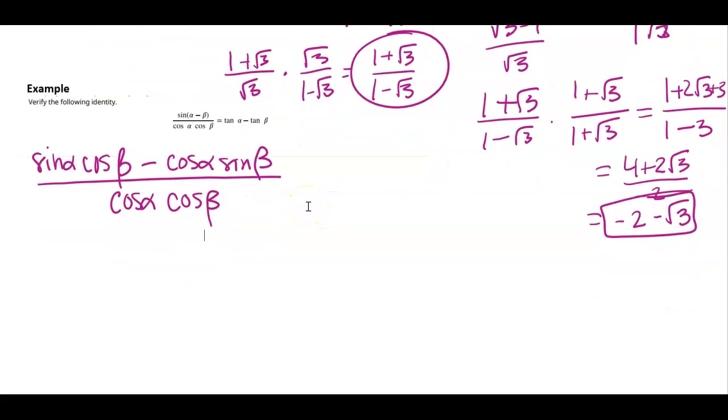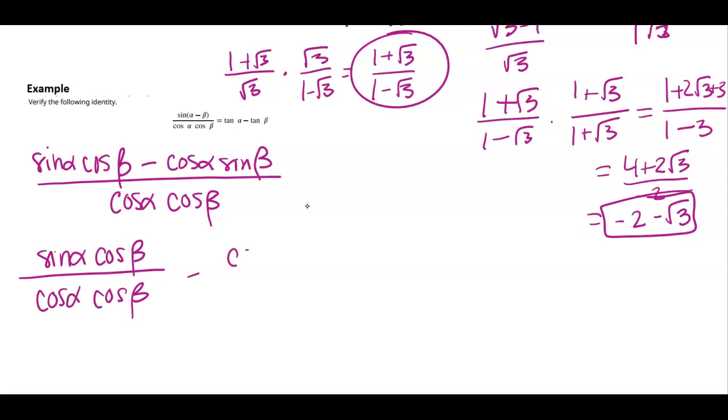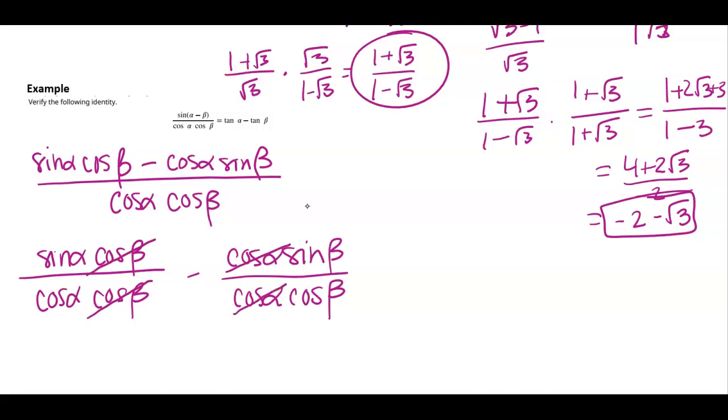And then I'm going to go ahead and split this up into two fractions. And when I do that, I end up seeing that my cosine betas will cancel here, and my cosine alphas will cancel here. Sine over cosine of the same angle is tangent. And same thing here. And that ends up giving us our identity.